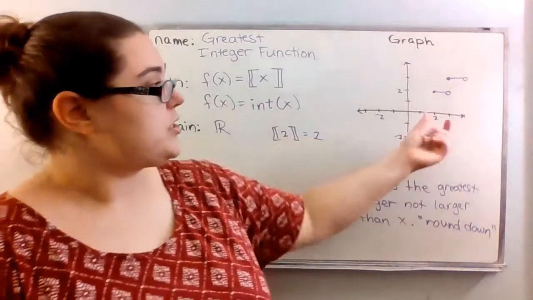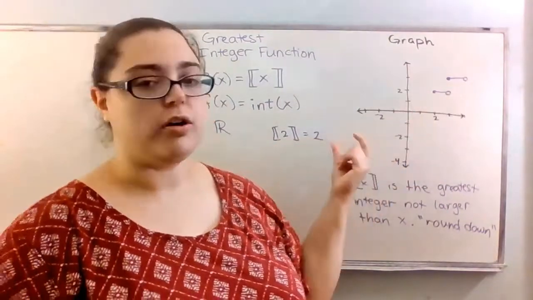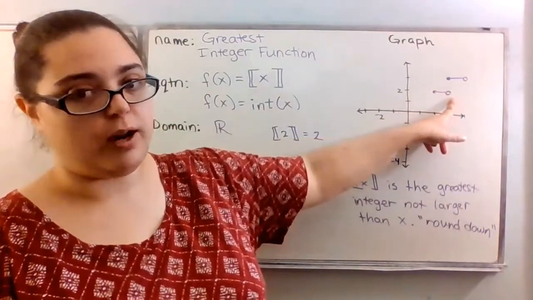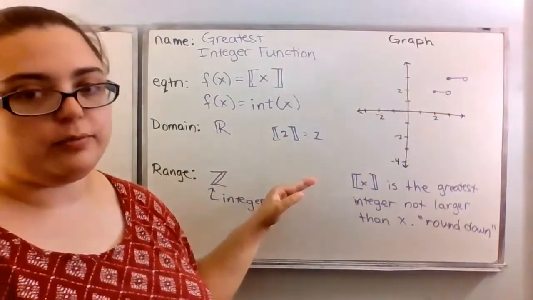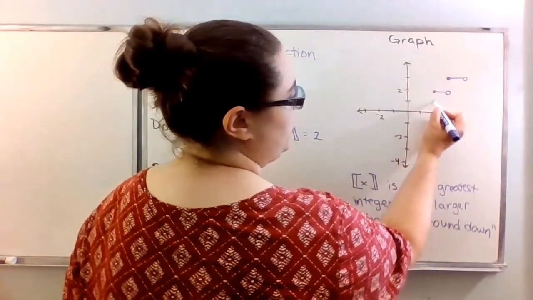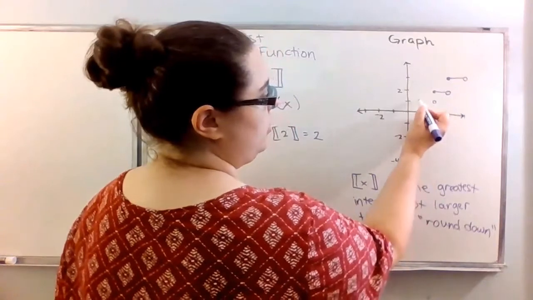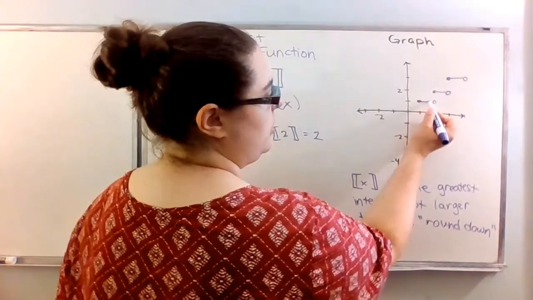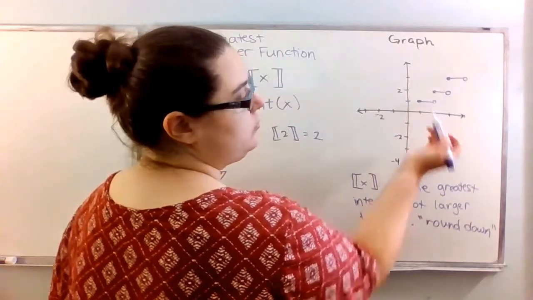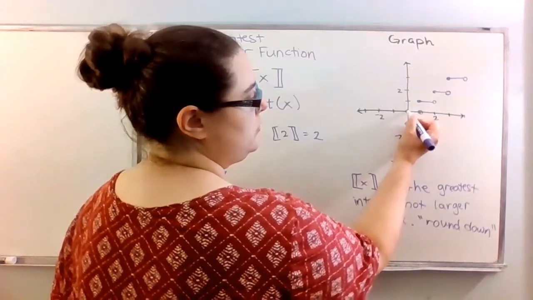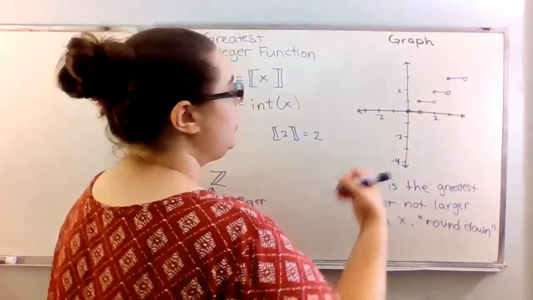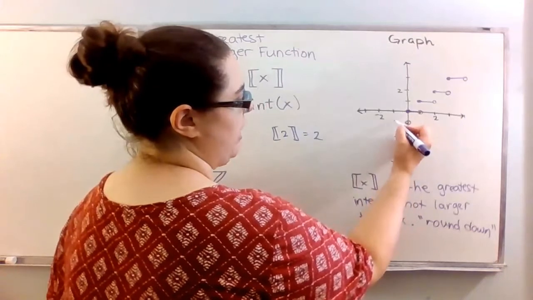So this function is going to look like a bunch of these little horizontal lines with a filled in point on the left and an open circle on the right. So I'm going to continue this pattern moving down towards the left. Here we're going to have an open circle at 2, 1, a closed circle at 1, 1. That means everything between 1 and 2 is going to round to 1. Everything between 0 and 1 is going to round to 0. And we're just going to continue with this pattern.